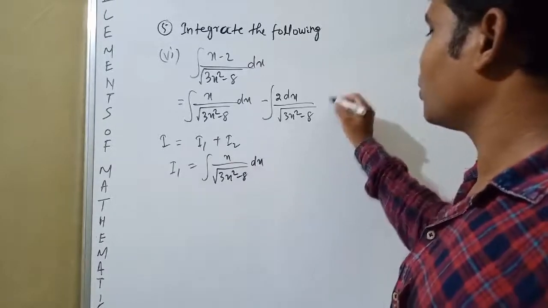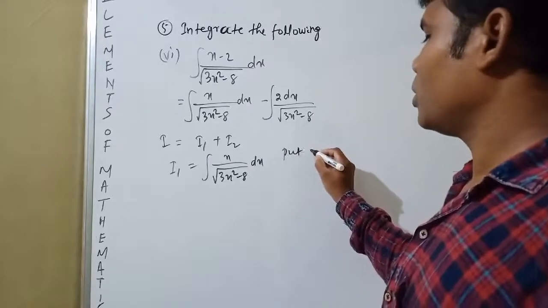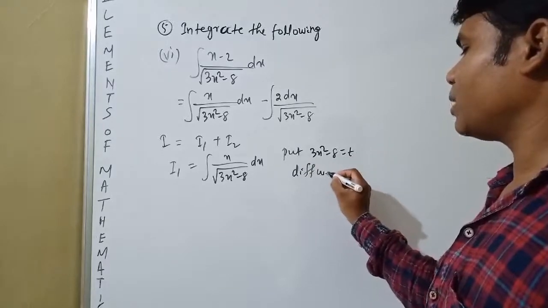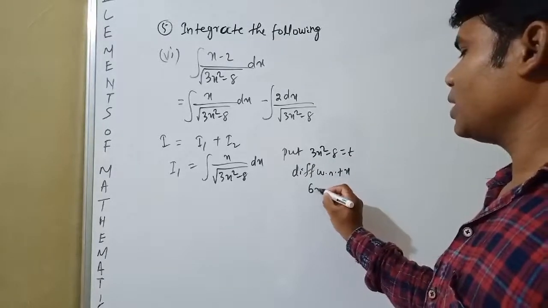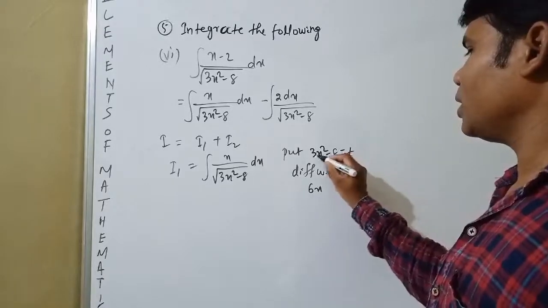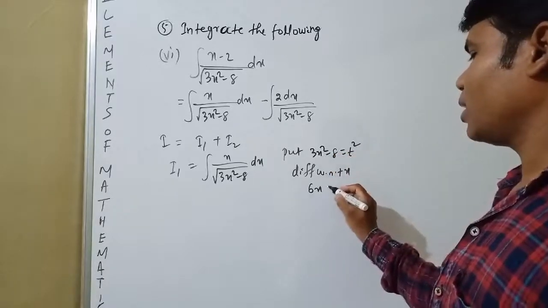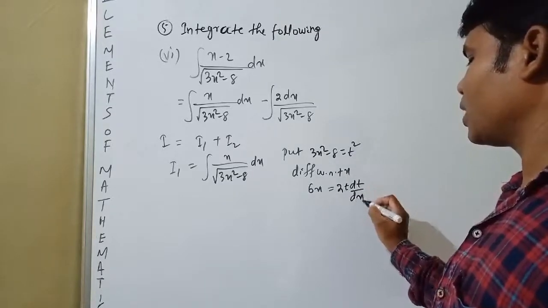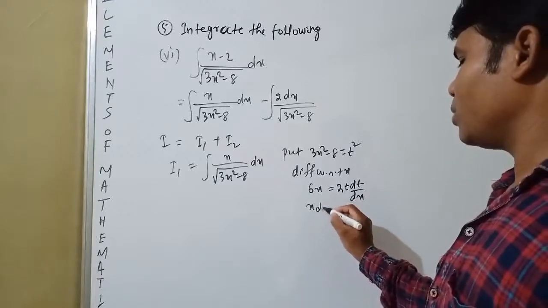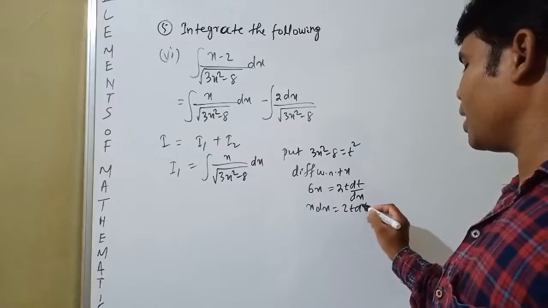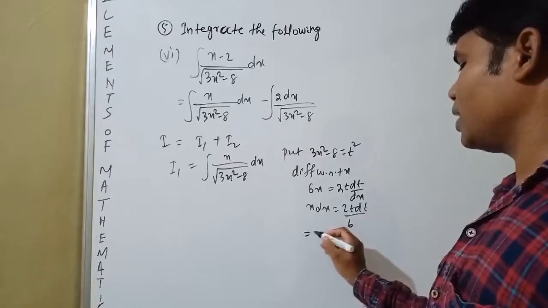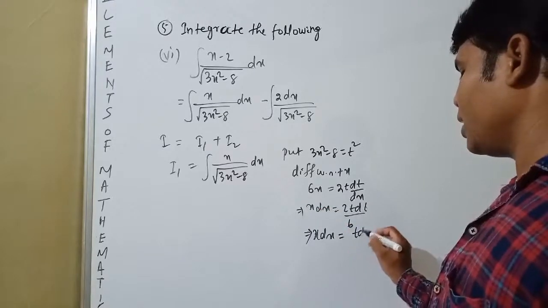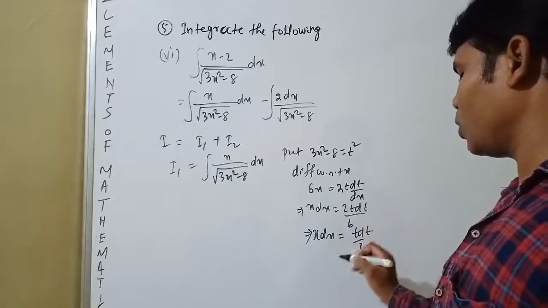Okay, now you put 3x square minus 8 is equal to t. Okay, differentiate with respect to x, 6x, here you see 3x square minus 8 is equal to t square you take. Okay, 6x is equal to 2t dt by dx. Okay, x dx is equal to 2t dt by 6 is equal to x dx is equal to t dt by 3.